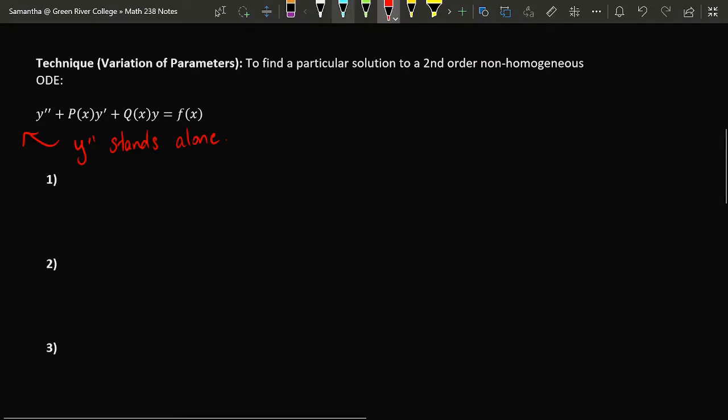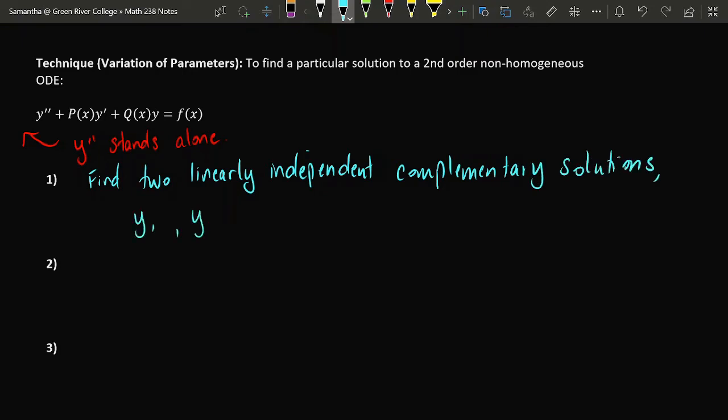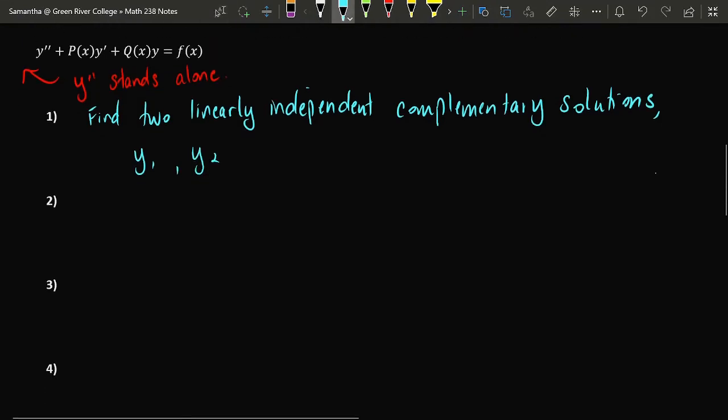Now, to use the variation of parameters technique, you need to start by finding your complementary function. You need to start by finding two linearly independent solutions to the complementary equation. Let's just call them y1 and y2. Then you're going to need to calculate the Wronskian for those two solutions.